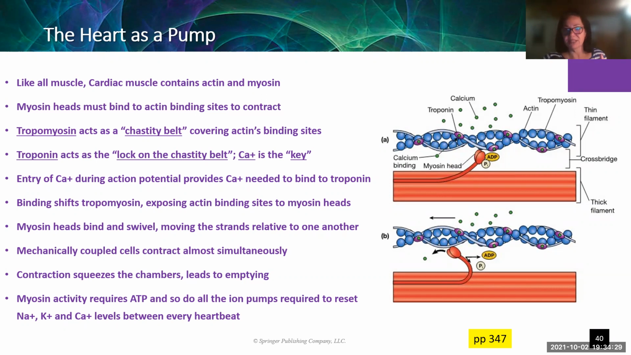It needs a lot of ATP, which means it needs a lot of oxygen in order to do the cellular respiration, the aerobic cellular respiration, to get all this ATP. It's a very oxygen hungry organ. This stuff's all covered on page 347.